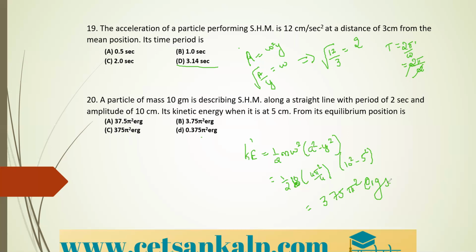We are not expressing it in terms of joules. Why? Because all the units are given in terms of CGS. Therefore, we express the kinetic energy in terms of erg here. Therefore, the correct option is option C, 375 pi square ergs. Okay. So this is the correct option. Correct, students? So we have discussed 20 MCQs. In the next class, let us continue with a few more examples. Thank you.